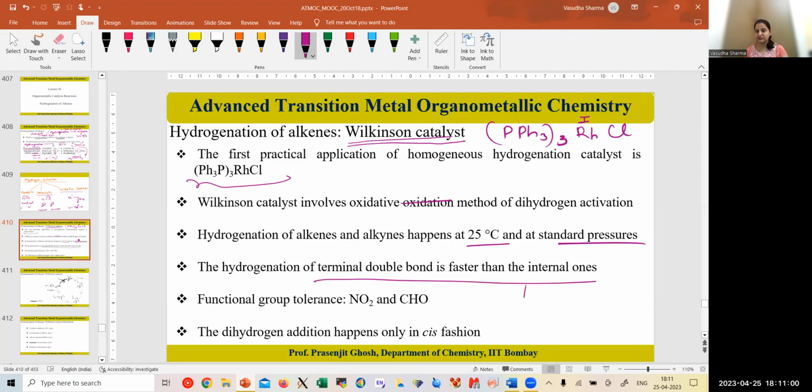This is very important to know: if you are given a terminal alkene and, for example, an internal alkene, the terminal one will have a faster rate compared to the other one.